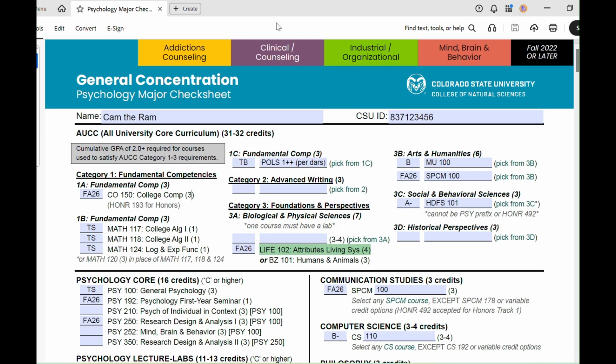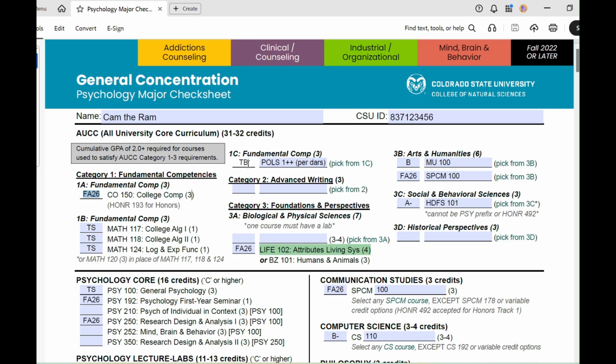First, I want to highlight some important symbols you may see in your check sheet. If you have FA26 in a space, such as here, that signifies you are currently registered for the course this fall 2026 semester. If you have transfer credits, you will see a capital T before the grade you received in the course. The T stands for transfer credit.